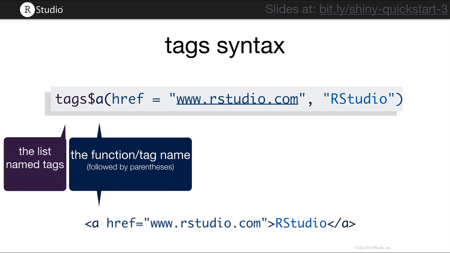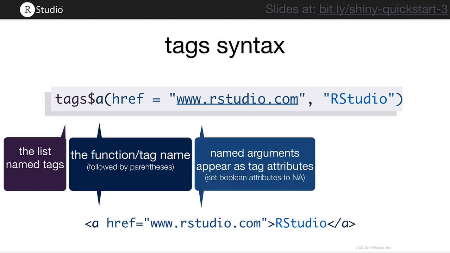Next, you could give the tag named arguments, and any named argument that you give to the function will appear as an attribute of the tag. So notice that href down below is in between the braces, or the less than sign and the greater than sign. This is where HTML attributes appear. When this A tag goes into your website, your viewer won't actually see www.rstudio.com. That's meta information that the tag uses. In this case, when the user clicks on RStudio, it will take them to the website, www.rstudio.com.